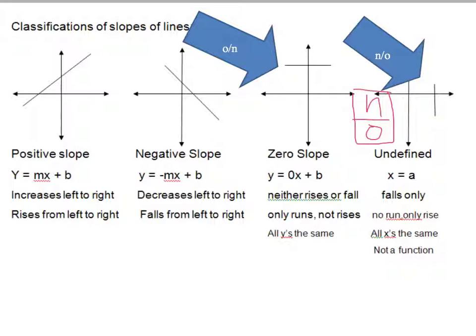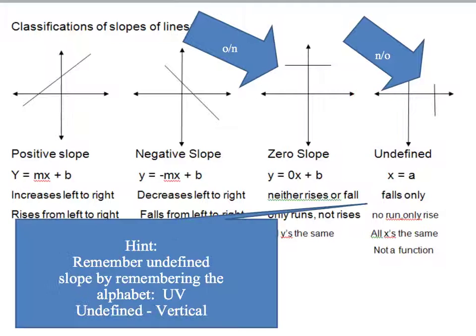Now, a little trick to help you remember when it's a vertical line versus when it's a horizontal line. Think of it this way. Undefined slope, remember the alphabet. In the alphabet, it goes U and then V. So when you have an undefined slope, that's when you have a vertical line.